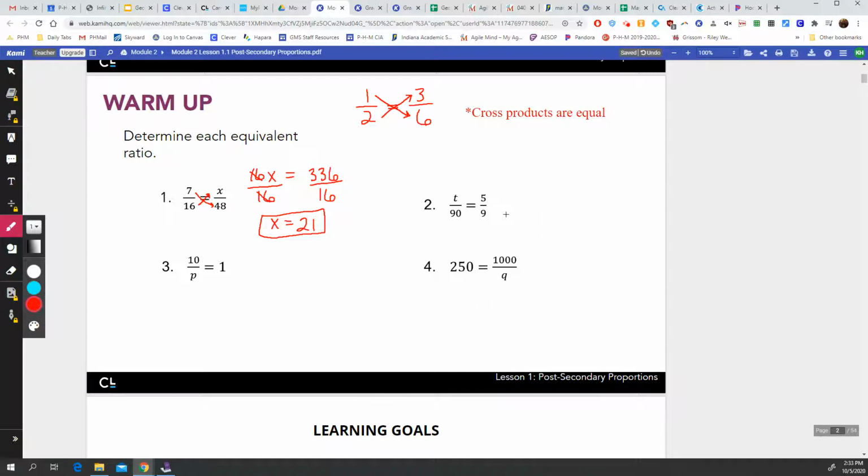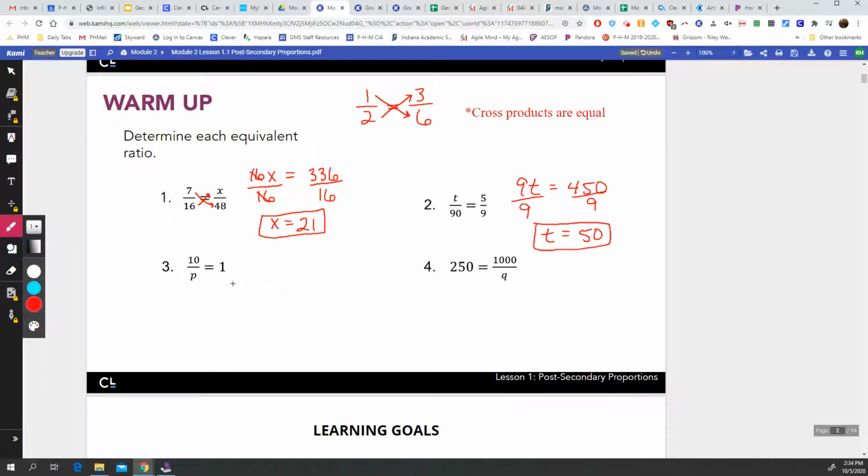Welcome back. Let's just quickly check answers here in the warm-up. So when you do cross products here, you should get 9 times t, which is 9t. 90 times 5 is 450. So here's my equation once I do cross products, and then I would divide both sides by 9 to solve for t, and I would get t equals 50 in number 2.